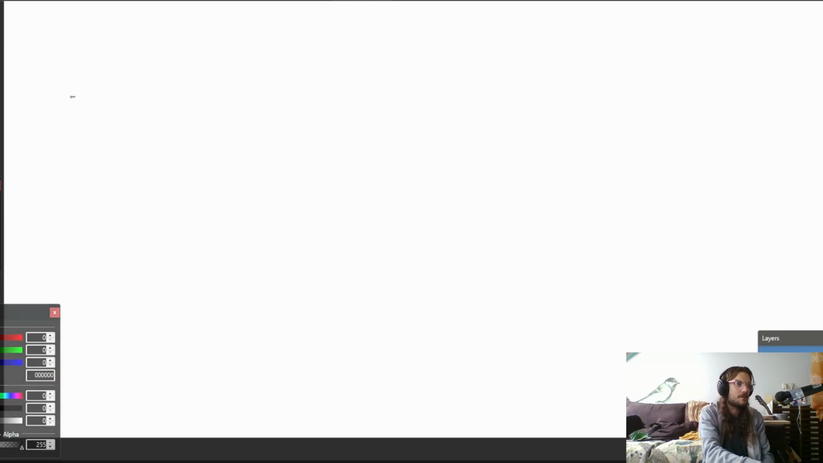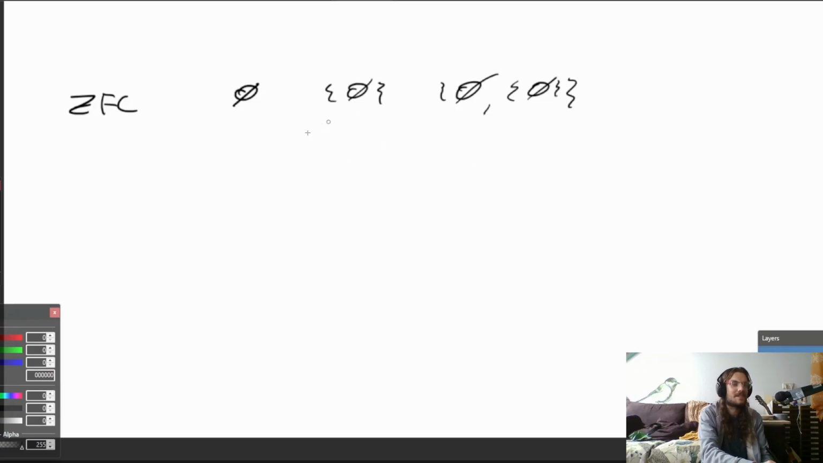Yeah, so we saw that ZFC makes things like sets. We saw it makes the empty set, it makes the set containing the empty set, and the set with the empty set and this one in there. But I didn't really explain how sets create all of mathematics and why we use sets for all of mathematics.